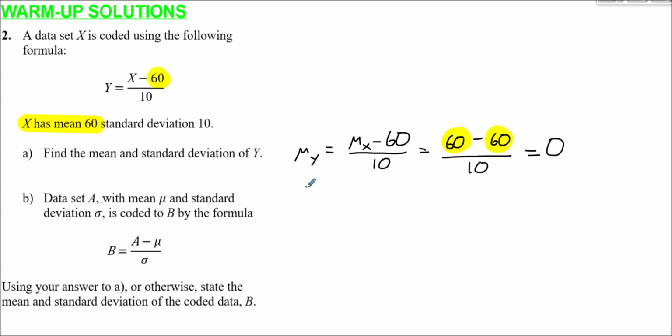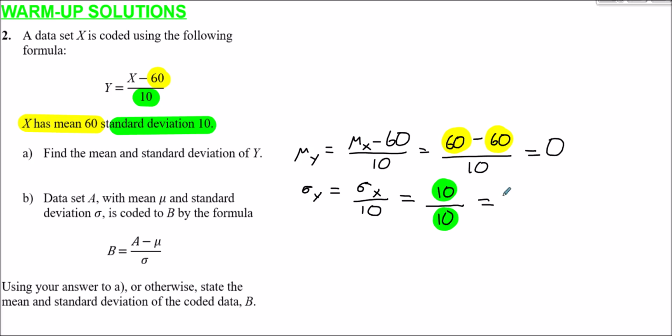And standard deviation of Y, well, to get the standard deviation of Y, we just take the standard deviation of the original data, big X, and we divide by what we're dividing it by in the coding, which is 10. But here, we're dividing by 10, and the standard deviation was 10. So if we take any value and divide it by itself, then that'll just give us 1 each time. So 10 divided by 10 equals 1.